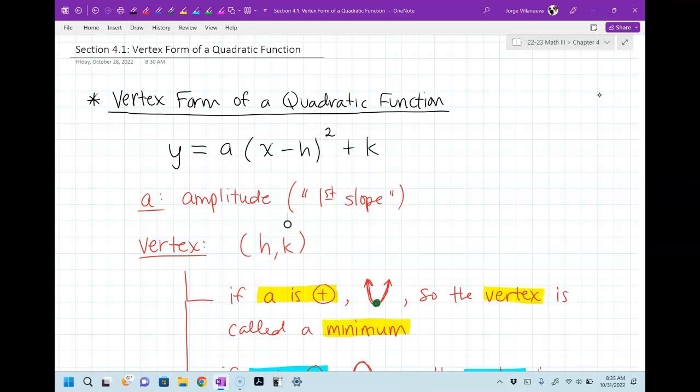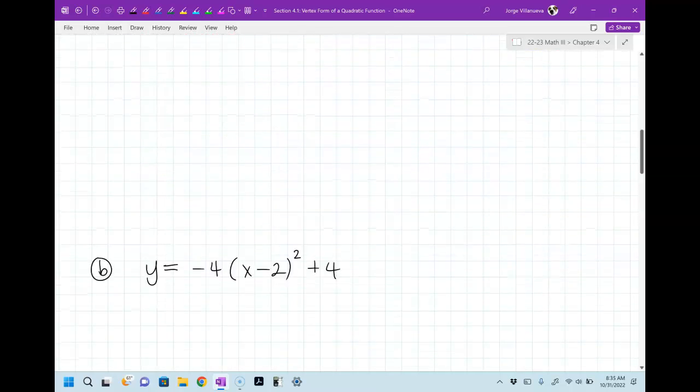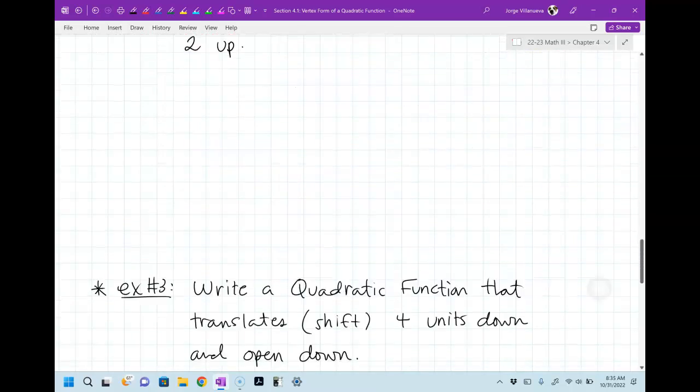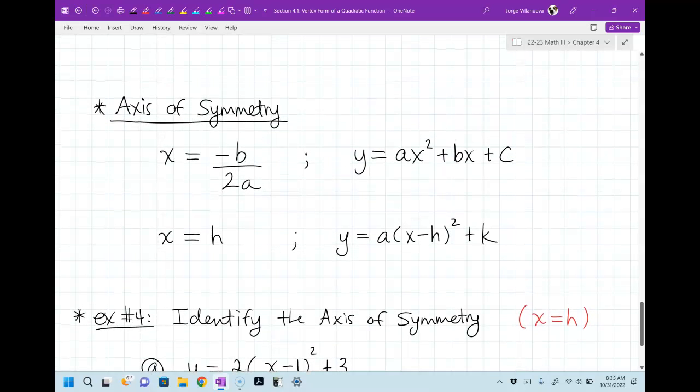But this is what we did last time, okay? And then we talked about finding the vertex, which was h, k, right? And to find the axis of symmetry, we went all the way down here. Where was that definition here? The axis of symmetry was right here. X equals negative b over 2a if you had it in standard form, and then x equals h if you had it in vertex form. And we used the bottom one, right?